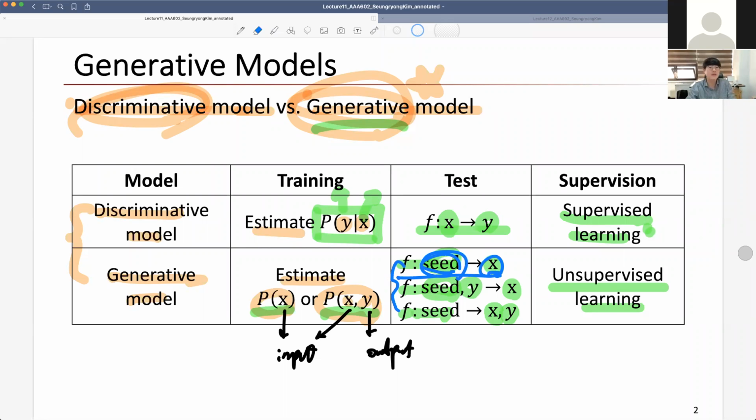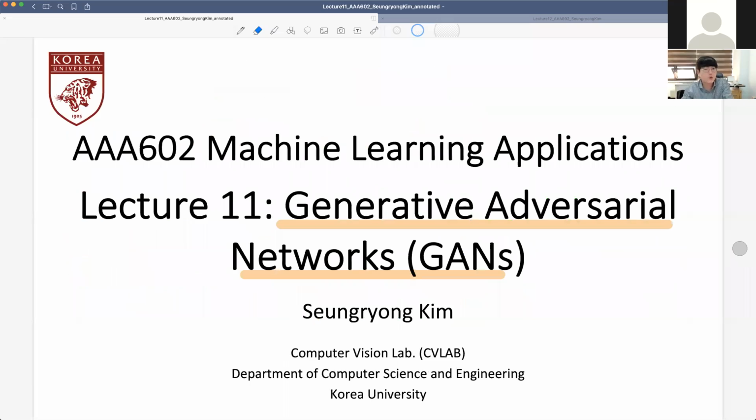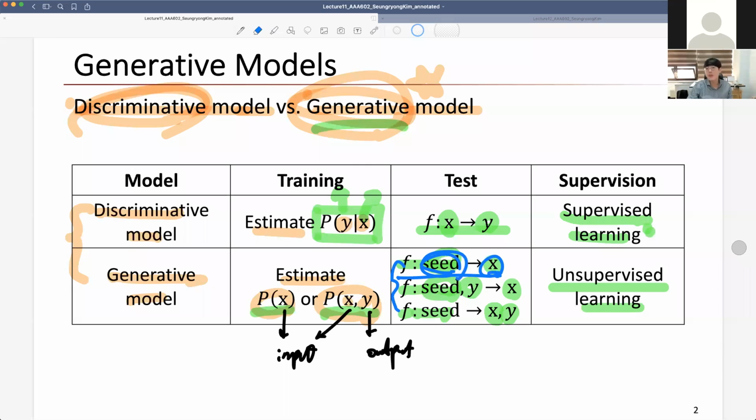discriminative model and the generative model. I mean the difference between the discriminative one and the generative one. In this GAN lecture, we will talk about the generative model, but in the next lecture, we will talk about the discriminative model. Okay, so what is the difference between the discriminative model and the generative model? The main differences are here.